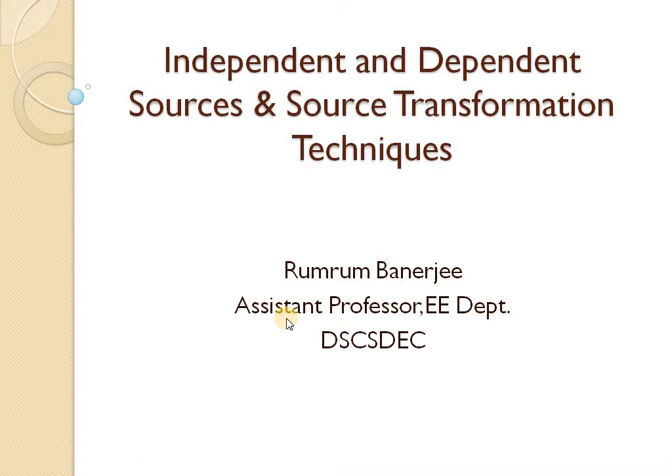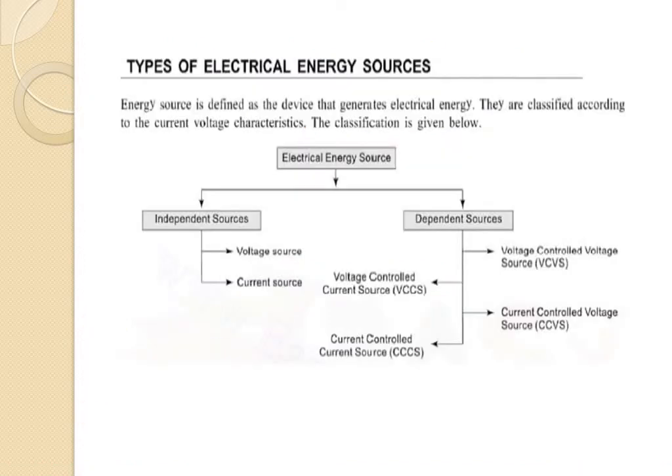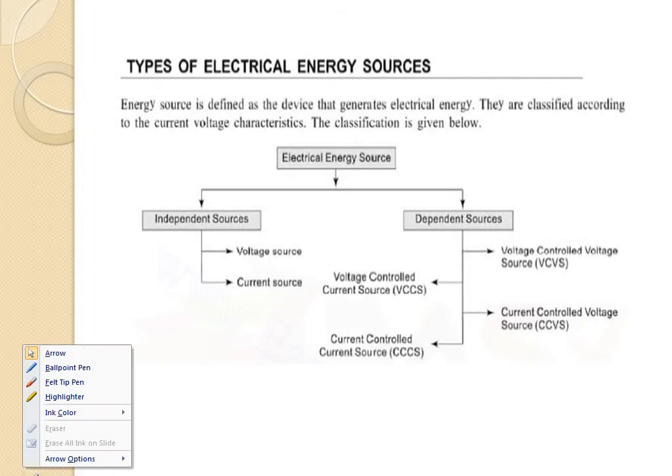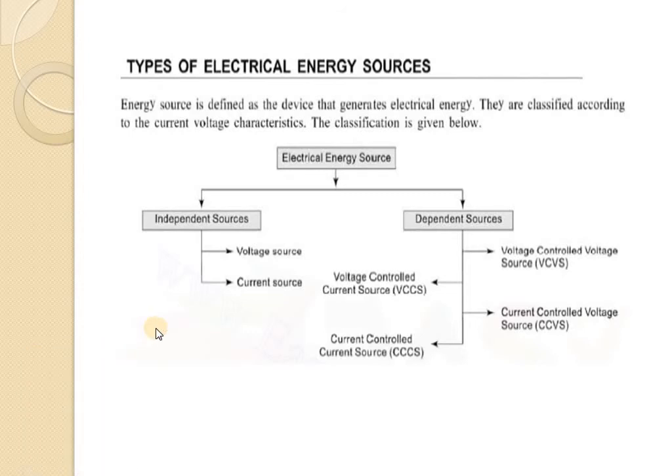So here, mainly there are types of sources. Our first point is types of electrical energy sources. Energy sources are defined as a device that generates electrical energy. The device that generates electrical energy is basically an energy source. So an energy source can be a DC energy source or an AC energy source.